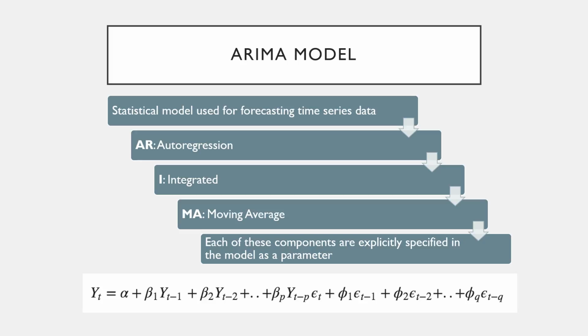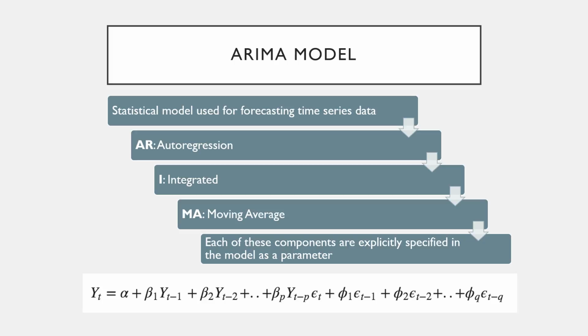An ARIMA model is one where the time series was differenced at least once to make it stationary, and you combine the AR and the MA terms. The model in words is your predicted Yt equals your constant plus a linear combination of lags of Y up to P lags, plus a linear combination of lagged forecast errors up to Q lags.